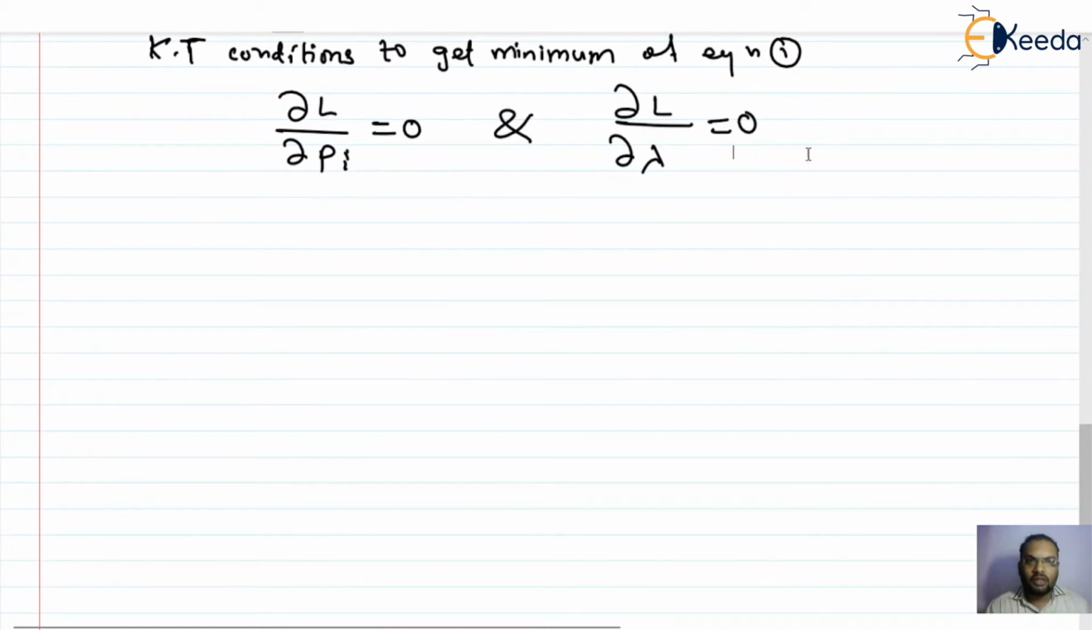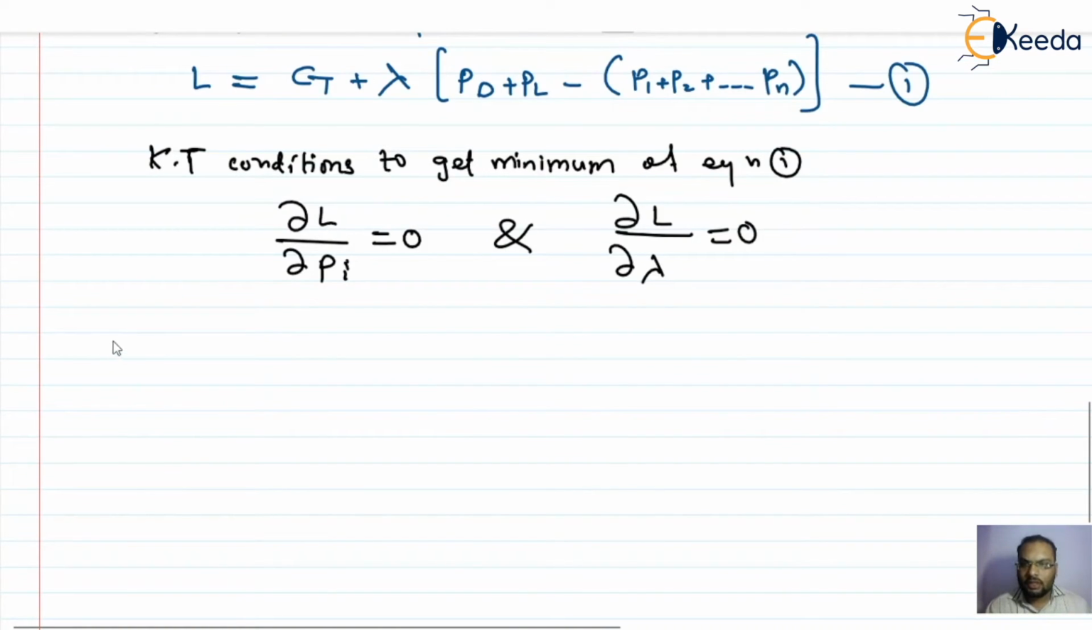I'm going to apply the first condition: differentiation of this Lagrangian with respect to power output. Let's see what we will get here. The first term in this L is CT. CT is nothing but C1 plus C2 plus C3 plus C4 up to Cn. Somewhere we will have that Ci term because we are differentiating with respect to Pi.